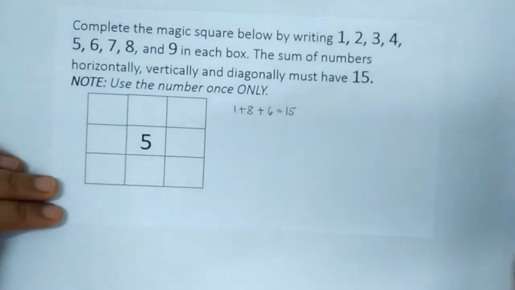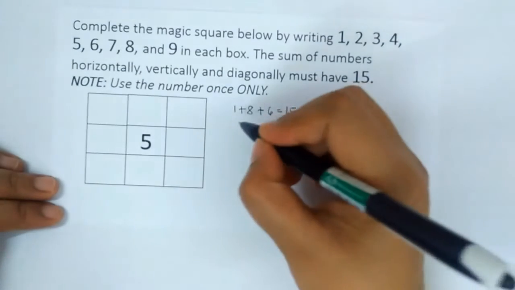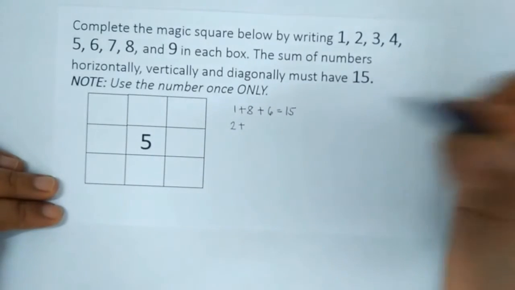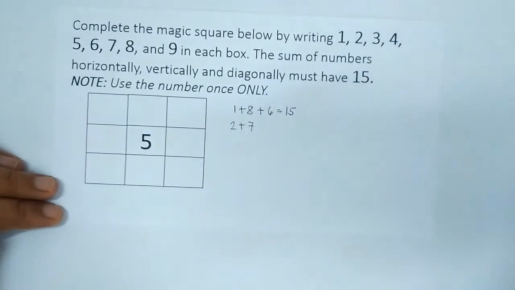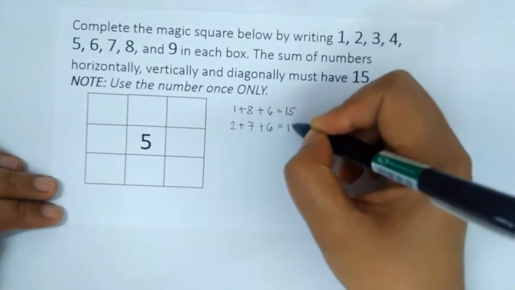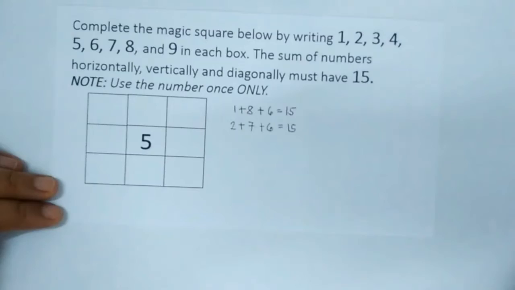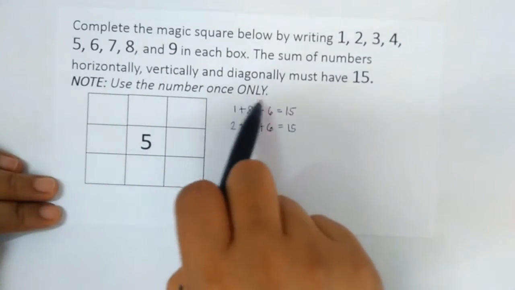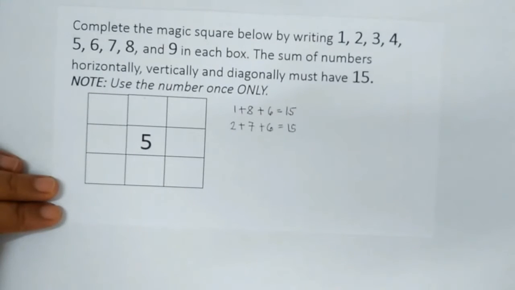Any other numbers? Let's try 2. 2 plus, yes, 7 plus 6 equals 15. Take note, use the numbers once only. So you cannot write 5 plus 5 plus 5. Let's think again.